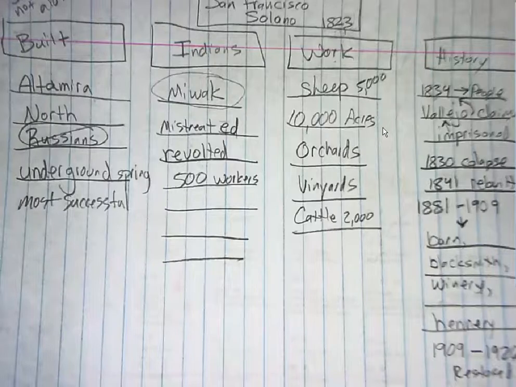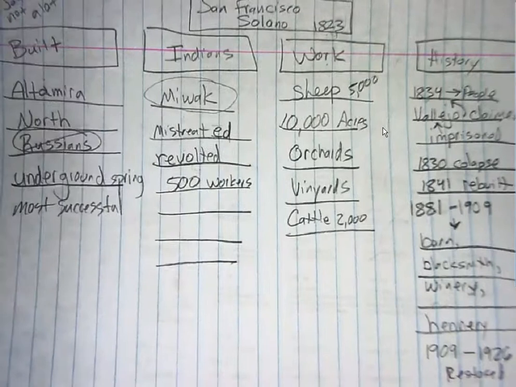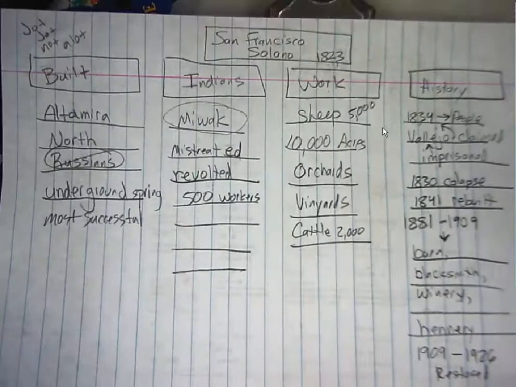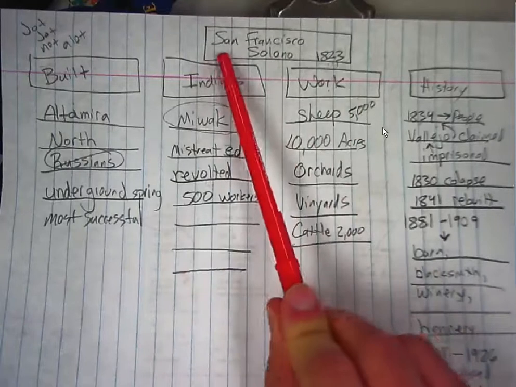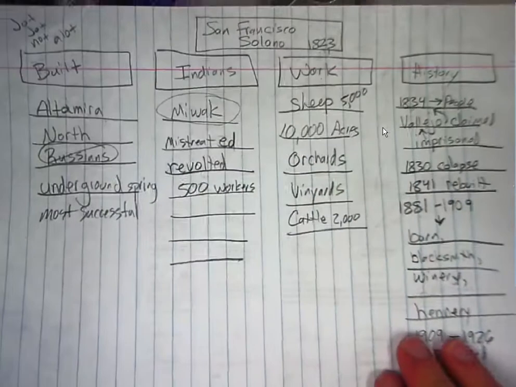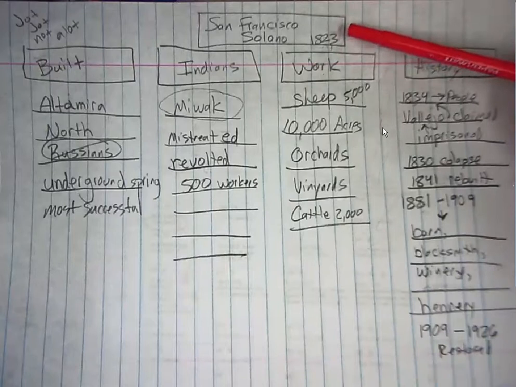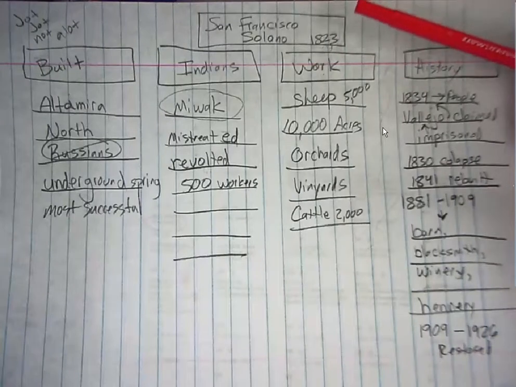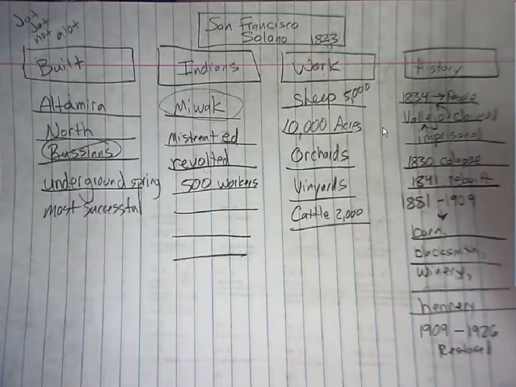And so the planning page that I'm using here, I just took a piece of paper and I made one box here at the top that I put my topic in, which is the name of the mission, San Francisco Solano. And I put the date that it was started, 1823. So this is going to be my topic paragraph. Okay. Now a topic paragraph, it doesn't have to be huge. It can be 2, maybe 3 sentences. But then each of these are going to be the ideas for my 4 body paragraphs.